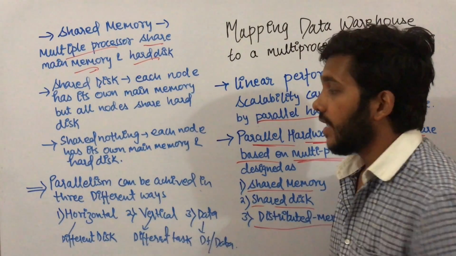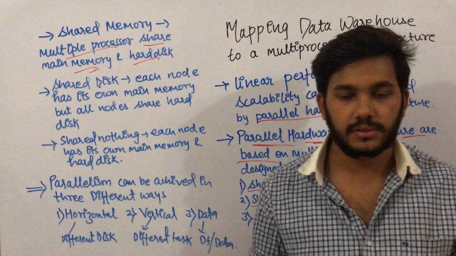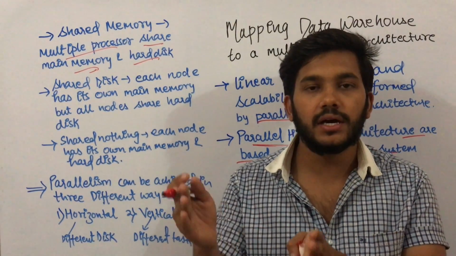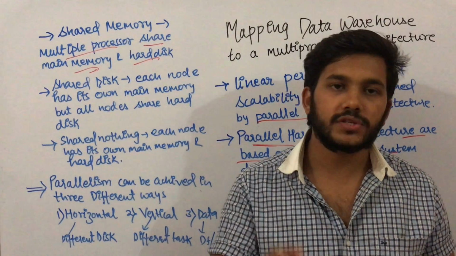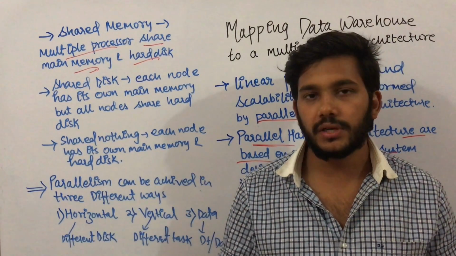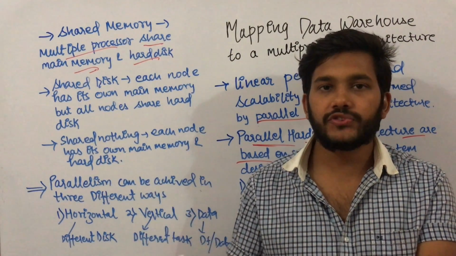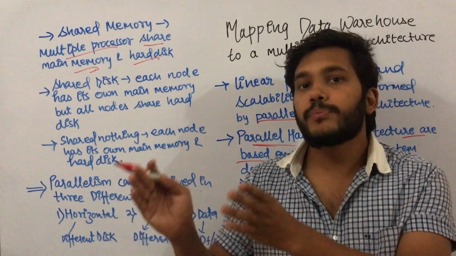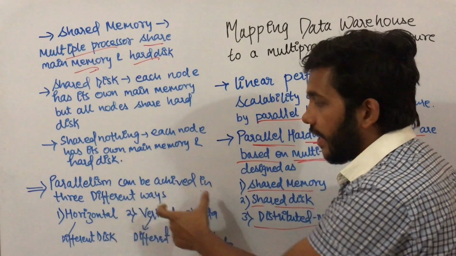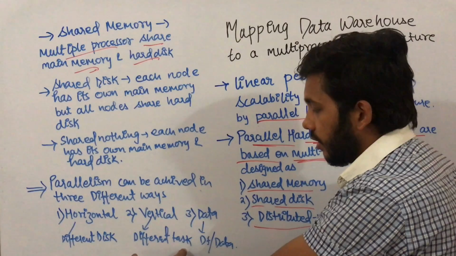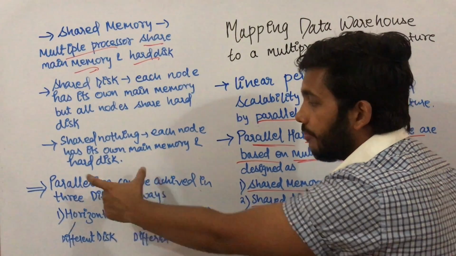Vertical means different tasks. When you are doing this division based on the task, you can assign different processors with different tasks. Suppose processor A solves the problems related to memory, processor B solves the problems related to technical issues, processor C solves the problems related to speed. So when you are dividing your work based on task, then it is vertical parallelism.